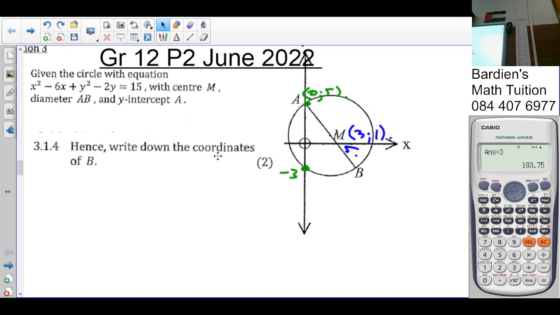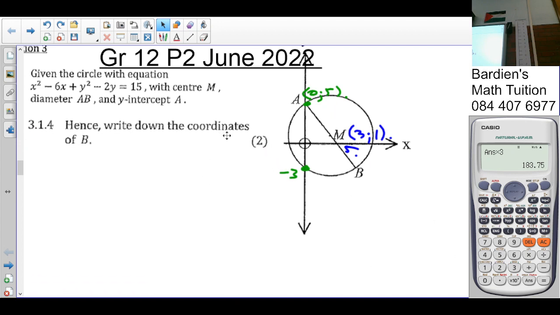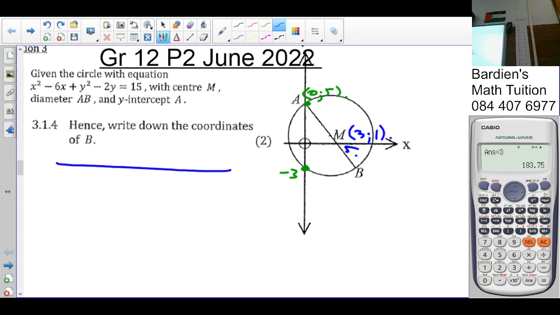And the coordinates of B is on the other end of the line. So what we have here is the case, we have the midpoint. We know M is the midpoint, which is 3 and 1. And then A, which is 0 and 5. And B lies here. Let's call that for now x and y.